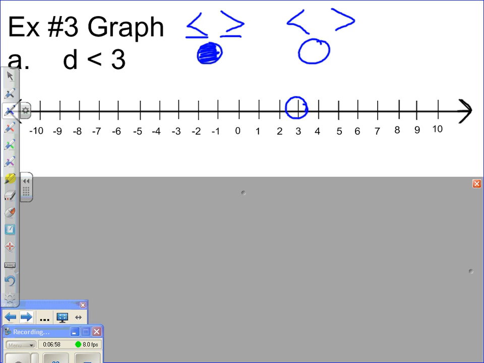Now, when you're making a graph, you go the same way the symbol is pointing. It's like an arrow. Which way is this less than pointing? Right, it's pointing to the left. Now, do not graph like this.